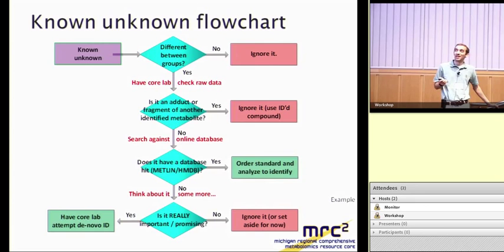What happens if it doesn't have a match? If you get a compound that looks interesting, but there's nothing in the library, take some time to think about how important this is. Do you really want to spend the effort pursuing it? If it's really important and promising, it looks like a novel metabolite, it's a highly ranked feature on your list, and maybe it's unique among features differentiating one group from the other, maybe it really is important and promising to pursue. In which case, you can have the core lab do work to attempt a de novo identification.